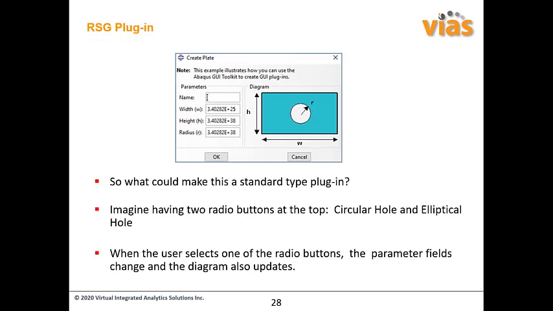What we could do, though, is if we wanted to develop this into a standard type plugin, which could be dynamic, let's say we include 2 radio buttons. Instead of just having a case for a circular hole, what if we have elliptical stress concentration? As we toggle back and forth between those 2 different radio button choices, those parameter fields could change, as well as the diagram that shows what the parameters are for the particular geometry.